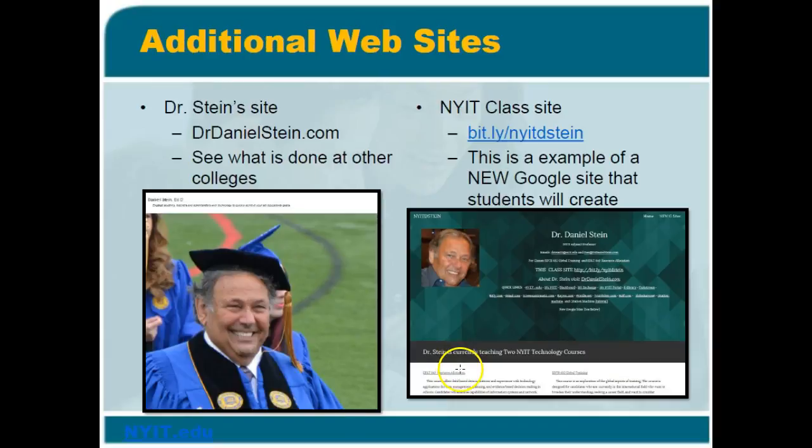Okay, let's see if I went too far. Okay, the additional websites that I use are my site, which is drdanielstein.com. Okay, and I'm creating a site for the class, which is a new Google site. This is what they look like. And the site that I have has a shortcut using bit.ly. We'll talk about that. And this is an example of what the site will look like. So everybody will get a site. The site I ask you to create is NYIT, first letter of your first name, last name. That's why for Dan Stein, it's NYIT D Stein. We'll teach you how to do that.